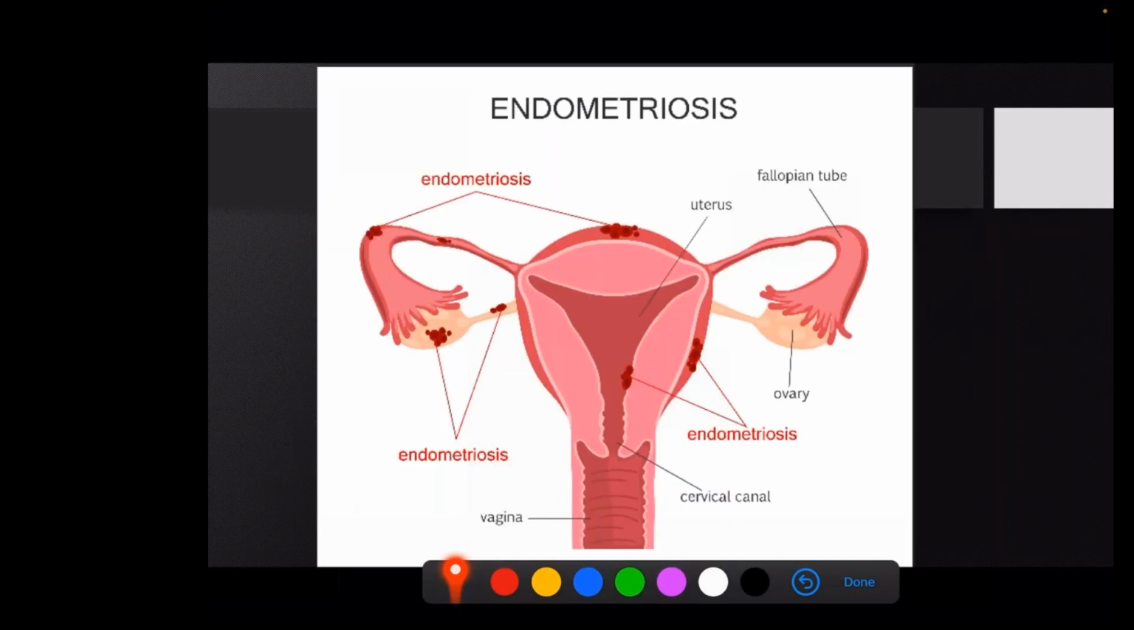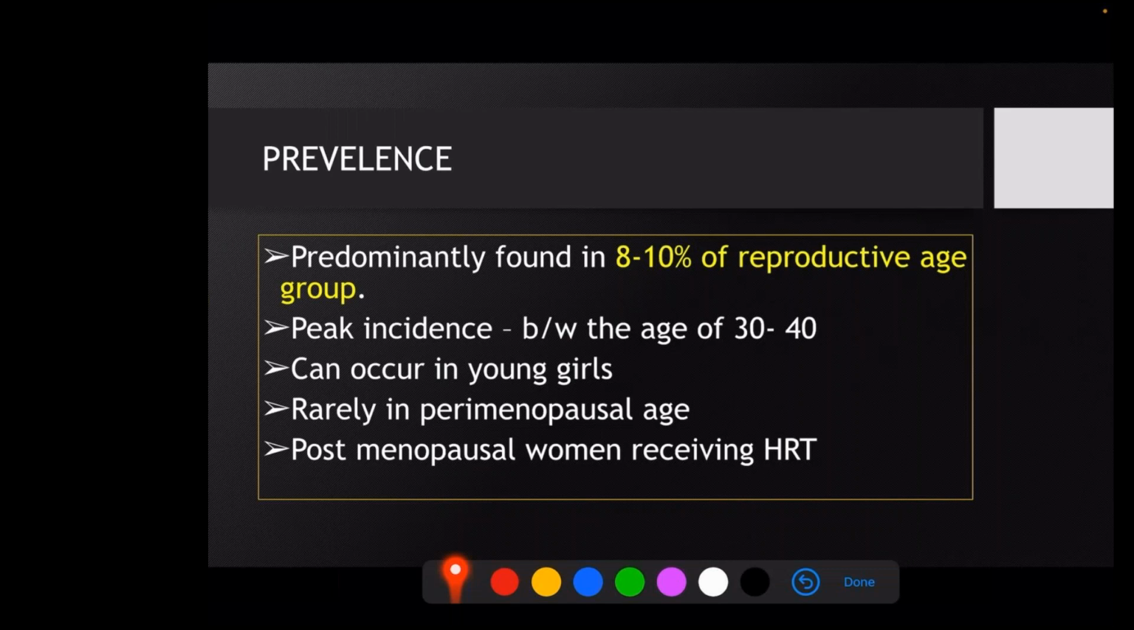Next, coming to the prevalence. The prevalence of endometriosis has been increasing in the present era. It is predominantly found in 8 to 10% of reproductive age group women, and the peak incidence is between the age of 30 to 40. It can also occur in young girls and very rarely in perimenopausal age. It is extremely uncommon before menarche and after menopause, but it is seen in postmenopausal women receiving hormone replacement therapy. In India, now the prevalence is up to 10%.